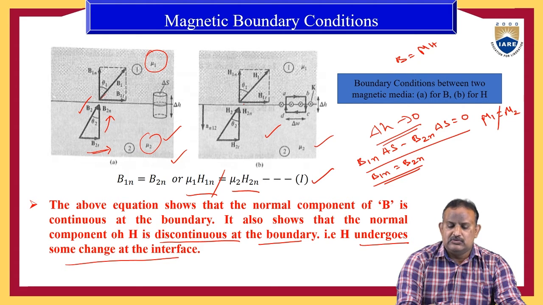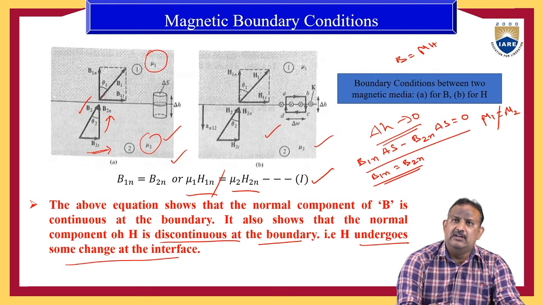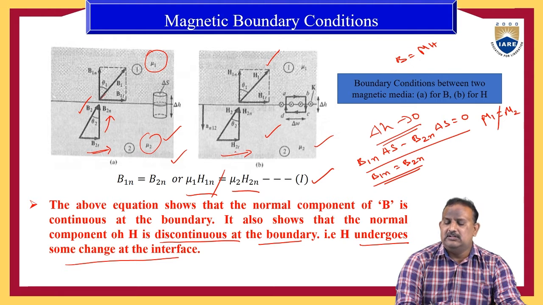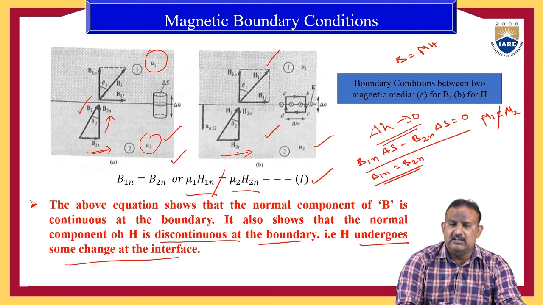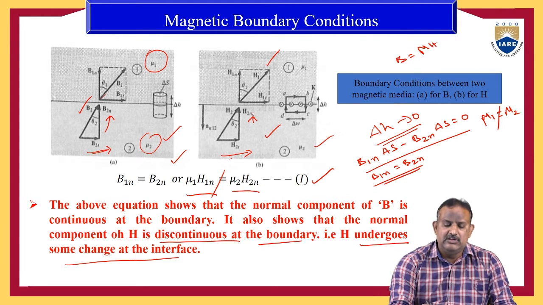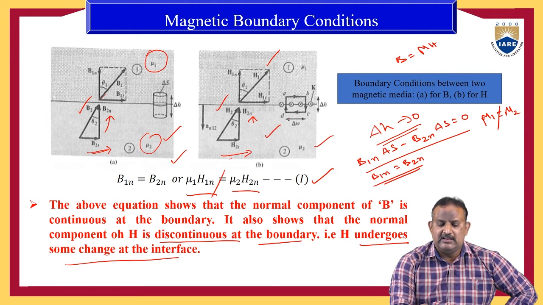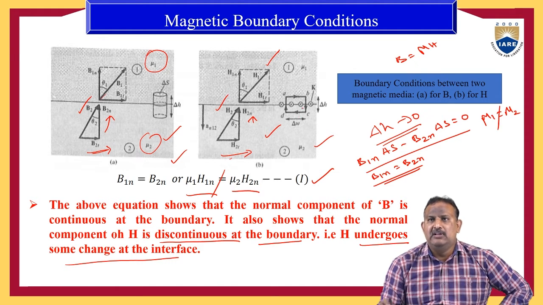Here in media 1, H1T is the tangential component of the magnetic field intensity and H1N is the normal component. The resultant of these two gives H1. Similarly, in media 2, H2T is the tangential component of the magnetic field intensity and H2N is the normal component. The resultant of these two gives H2. So here I am assuming a rectangular pillbox to find the magnetic field intensity.